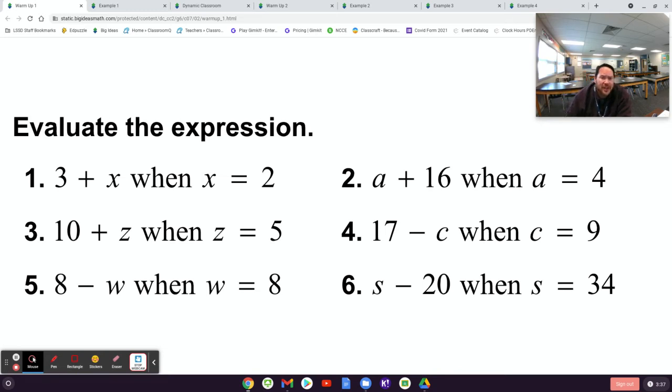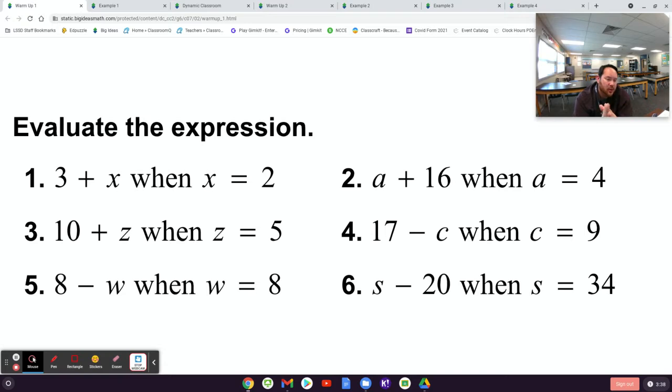Well, ahoy there, mateys. We are going to jump right into 7.2. It's all about solving equations using addition and subtraction. But first, we must review how to plug and chug, I like to call it. So you're basically substituting and evaluating the expression. So hopefully you remember how to do this from 7.1. I know it's been a little while.